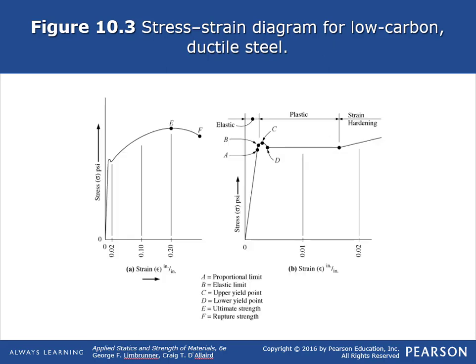Okay, so here's a typical stress-strain diagram for a ductile steel, usually low carbon. Points I want you to find and derive from this are the proportional limit. That's point A. The deformation of the part here is proportional. The slope of this line right here is your modulus of elasticity. Point B is the elastic limit. That's when you start getting deformation that is permanent. I'm not going to distinguish between upper and lower yield points.